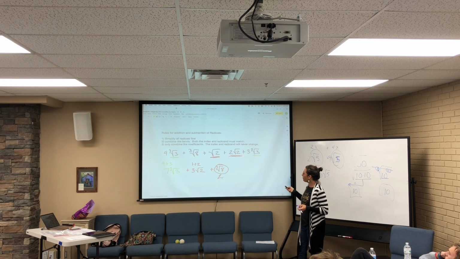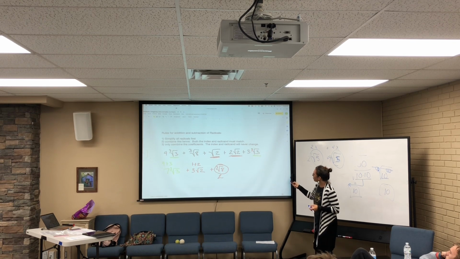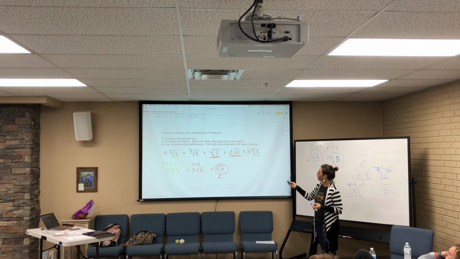So you would simplify all your radicals first, and then you're going to find the ones that match. So here I've got a cube root of 3, and it matches this cube root of 3, so our green terms can be added together. 4 plus 3 is 7, and we leave it as cube root of 3.